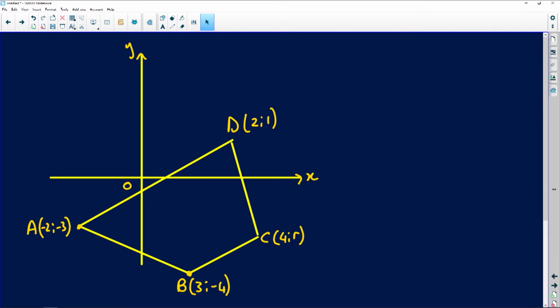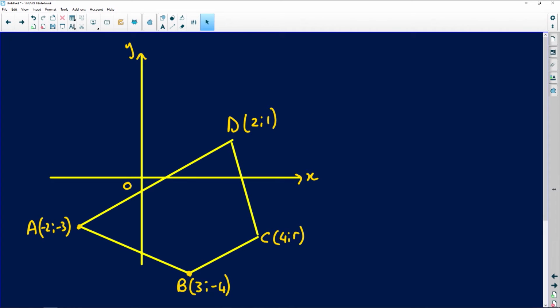The next question, they tell us the following. They say to us that in this diagram, A is the point (-2, -3), B is the point (3, -4), C is the point (4, R), and they give us D as (2, 1). They say those are the vertices of a quadrilateral ABCD. Okay, now remember your quadrilaterals, there's quite a few of them. Hopefully they're going to give us some regularity here.